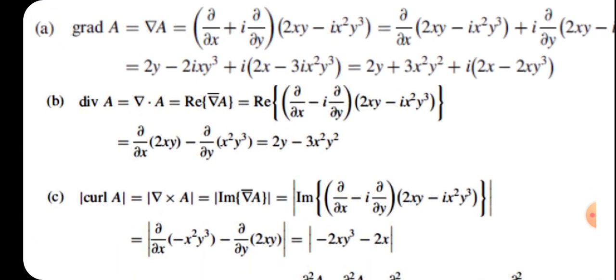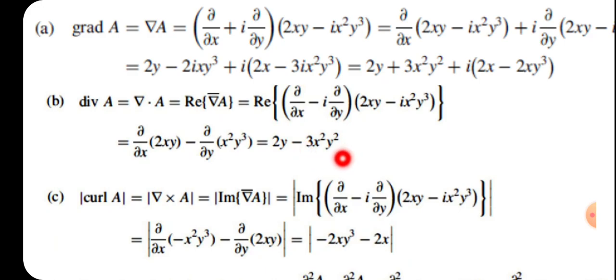To find divergence of A, which is nabla dot A, its rule is partial x of P plus partial y of Q. Substitute P and Q. P is the real part and Q is the imaginary part. Partial x of 2xy, which is 2y, minus partial y of x squared y to the power 3, which is 3x squared y squared.